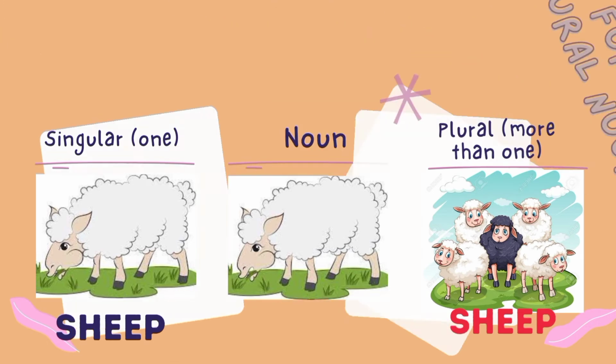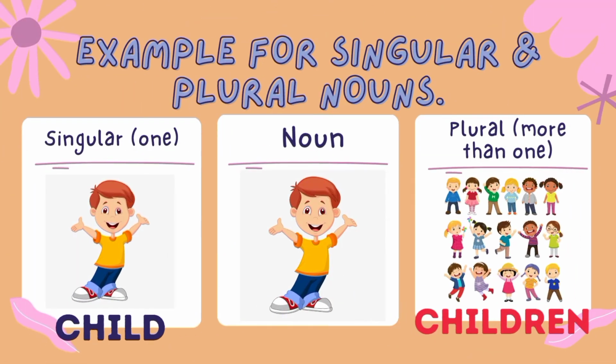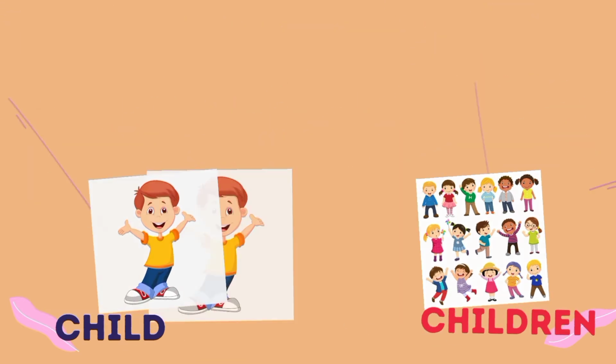The last example is child. If there is only one child, we refer to it as child. But if there are more than one, we refer to them as children.